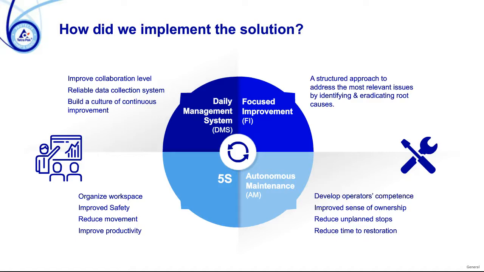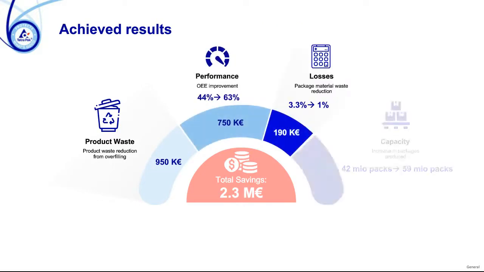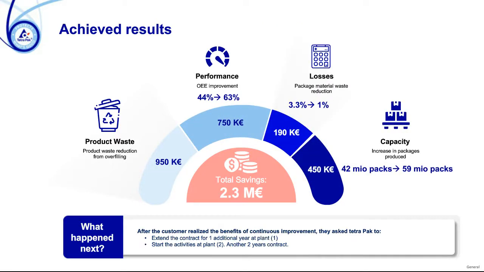But what were the achieved results? Finally, at the end of the 2 years, we concluded the achieved results in the main 4 areas, as we can show here in this slide. The main 4 areas that generated savings were product waste, as by reducing the overfilled product in packages, we saved 950 kilo euros at that time.